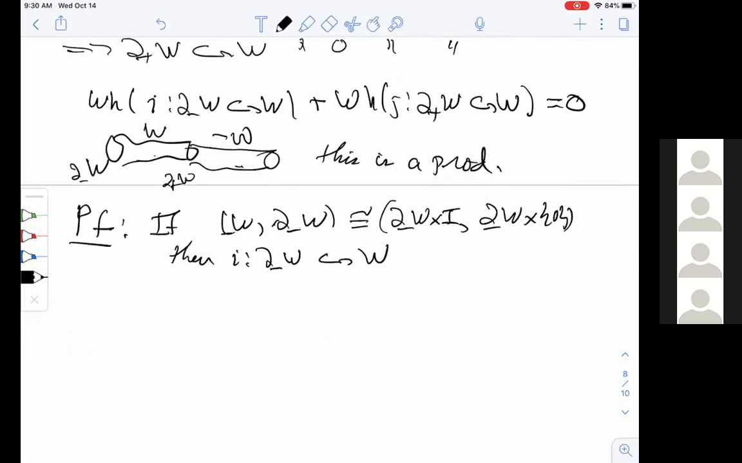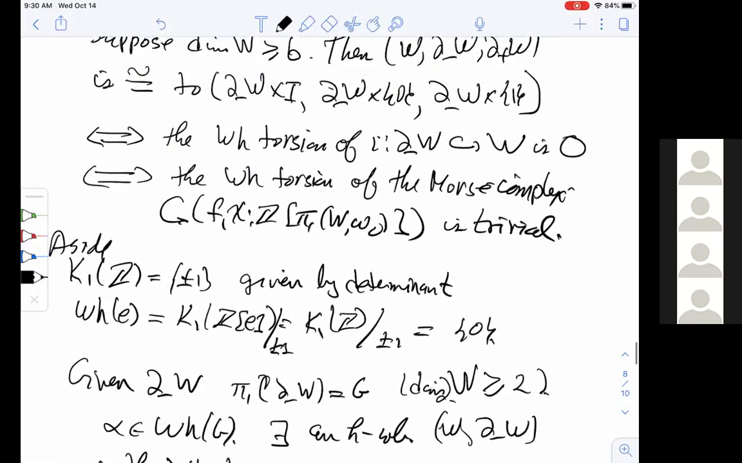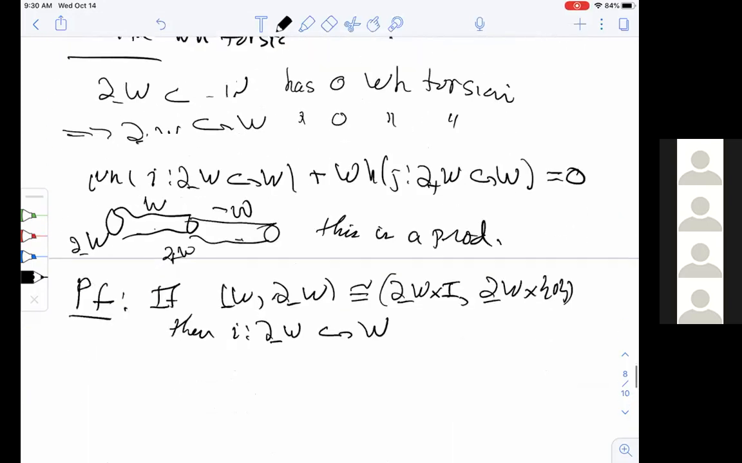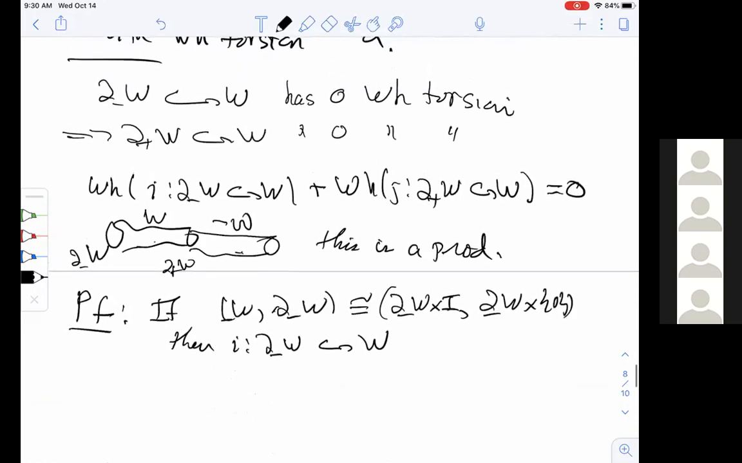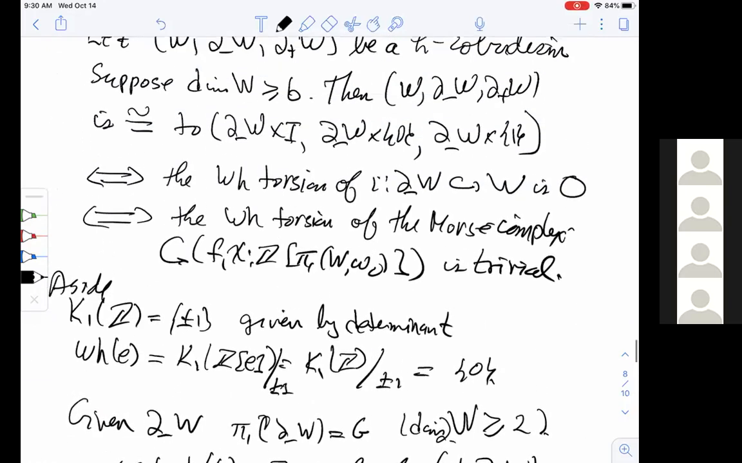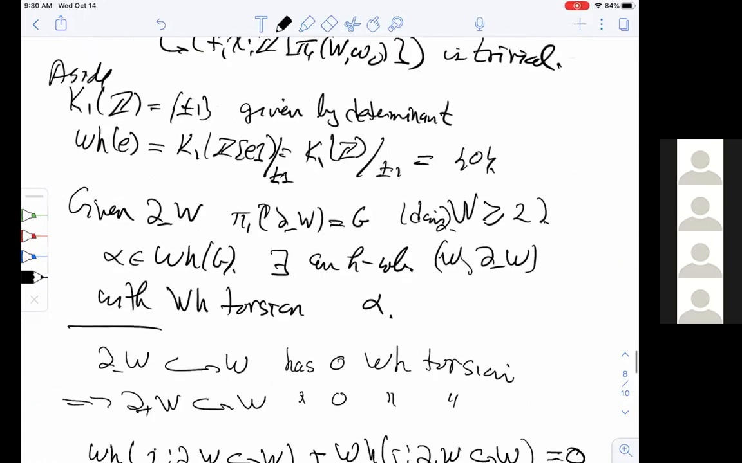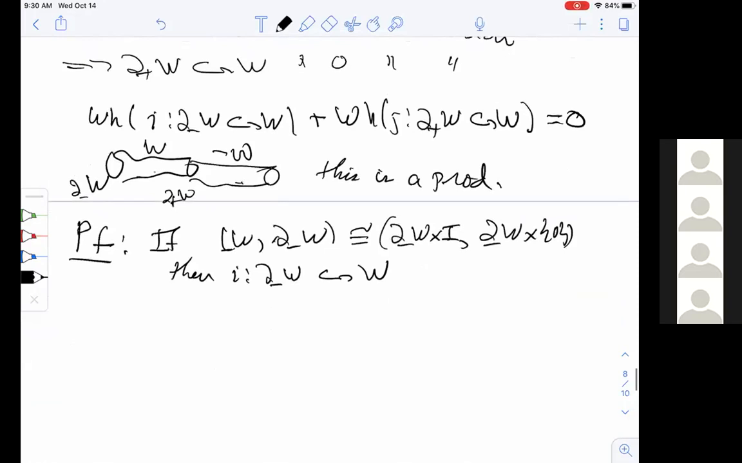Anytime you include a cell complex into its self-product interval, that inclusion has trivial Whitehead torsion. We've already seen the Whitehead torsion of the map of smooth manifolds and the Whitehead torsion of the Morse complex are the same. So these two are both 0. So that proves one direction, the non-interesting direction. If the manifold is trivial, then the Whitehead torsions vanish. And that's true in all dimensions.